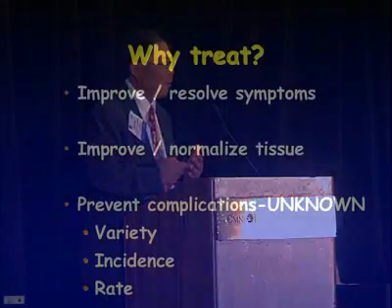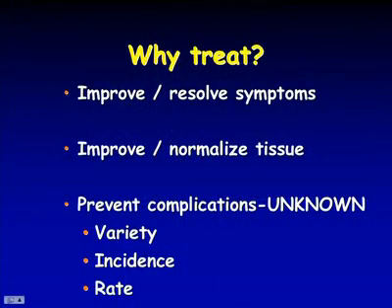And then finally, we want to try to prevent complications. How often those complications occur, what they are, and how severe they are is still unknown. We know in general that strictures can happen with eosinophilic esophagitis. They may perhaps happen more in our adult patients, but really these are things that need to undergo definition.